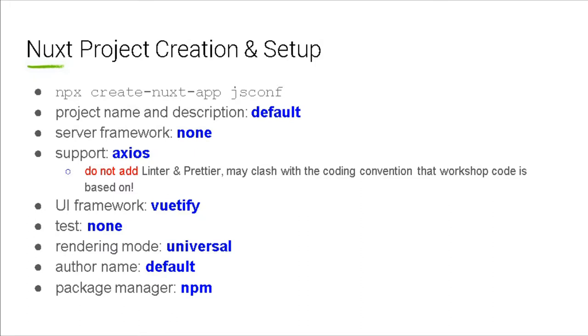It will ask you a few questions. The important thing is server framework: none, because we are not going to deploy Express or anything yet. Select Axios when it comes to that option. Do not select any linter or Prettier, because later if you cut and paste the code, you might have problems if my format is not the same. No linter, no Prettier, just add Axios. Then the UI framework is Vuetify, and the rest should be okay.